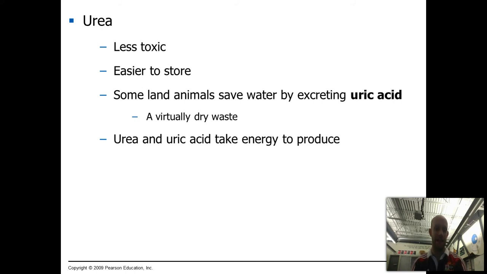Uric acid is virtually dry, and you may be familiar with uric acid because it is a large constituent of bird poop. If a bird has pooped on your car, there's a lot of uric acid, right? They don't pee. Think about the fact that birds are not able to carry a large amount of extra water, and so it's virtually dry waste. It's an evolutionary advantage because they're able to move and live in areas where there's less water. Urea and uric acid, though, again, it's one of these trade-offs, take energy to produce.